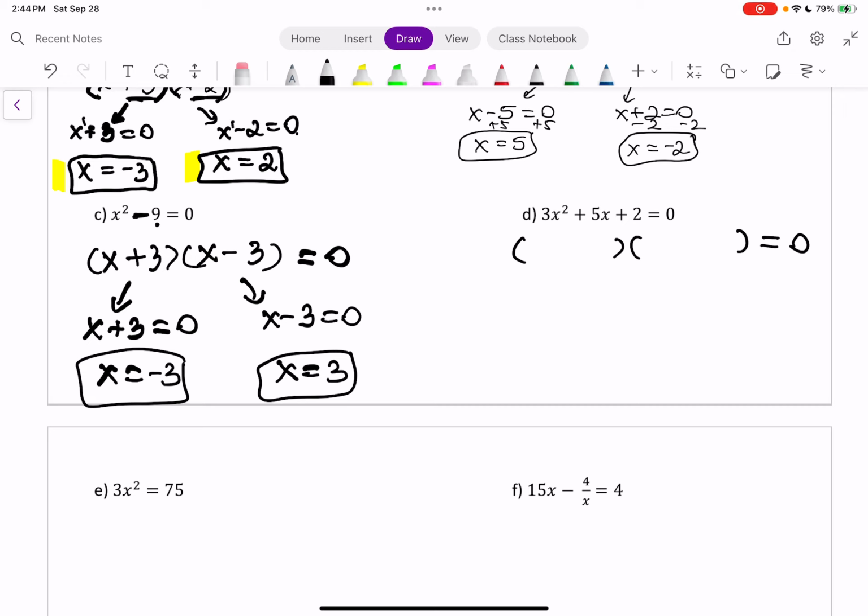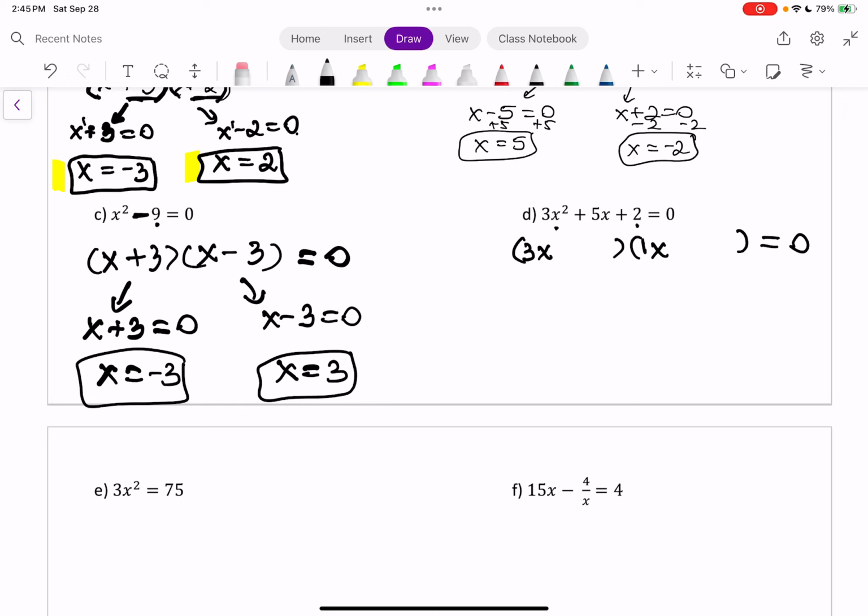And this is how it works. At the first, when this was a 1, I would just put an x and an x at the front because that's what got me the x squared at the front. However, this time I don't just have a 1x squared. I have a 3 times x squared. So I also have to split up this 3.